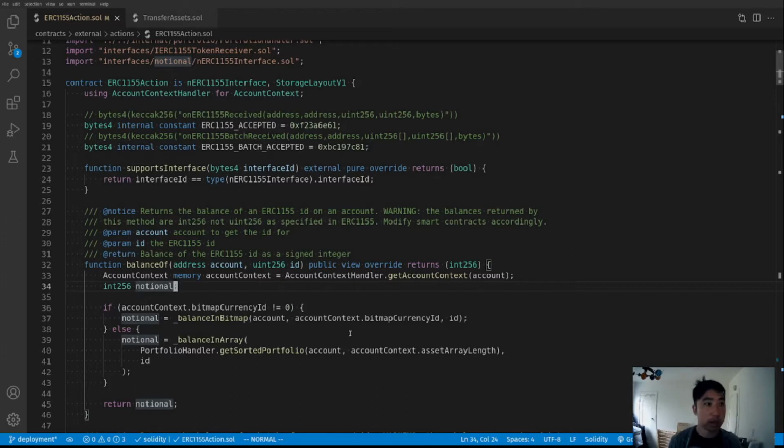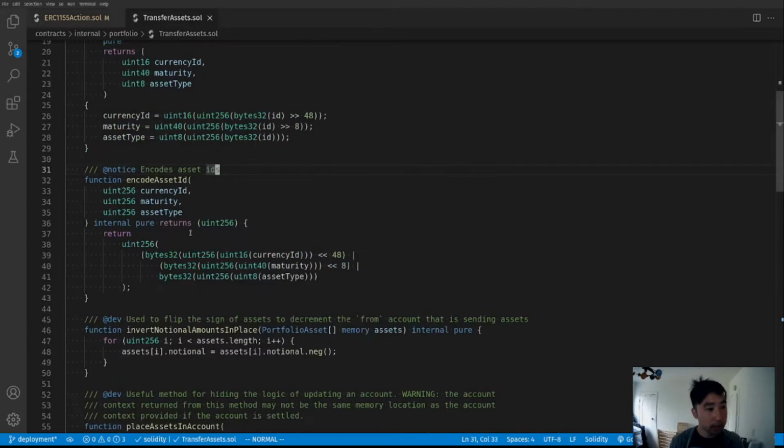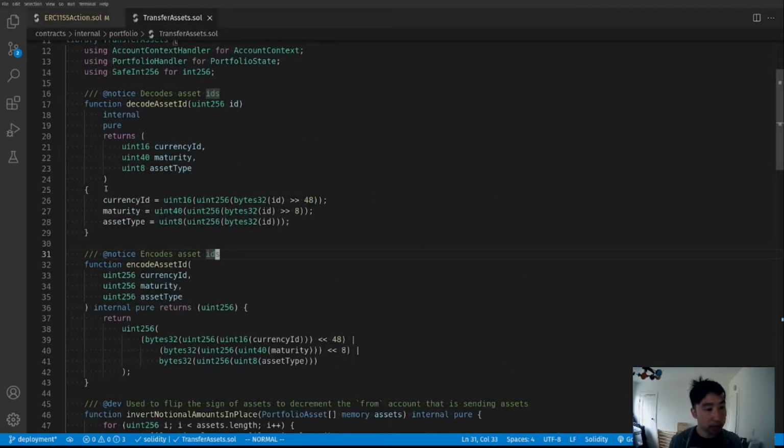an ID. So we'll take a look at the ID. As we discussed, it's defined by currency ID, so that's going to be one per currency type that we support, and maturity, which is going to be an arbitrary date in the future, and asset types. So Fcash will have an asset type of 1, and then the different individual liquidity tokens will have other incrementing asset types. So when we talk about liquidity tokens in this context, we're talking about actual liquidity tokens in an individual Fcash market.